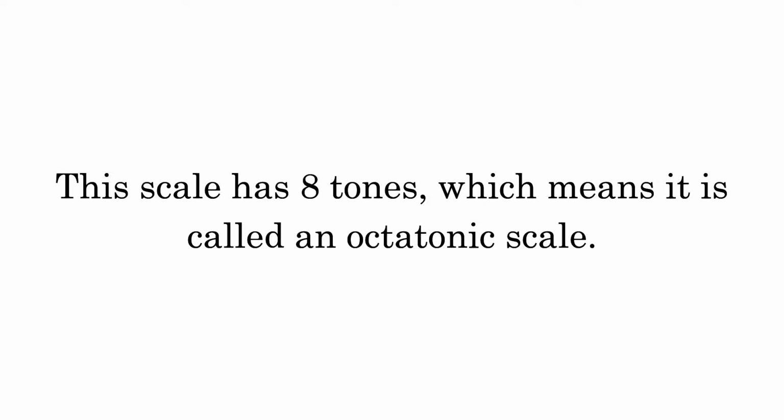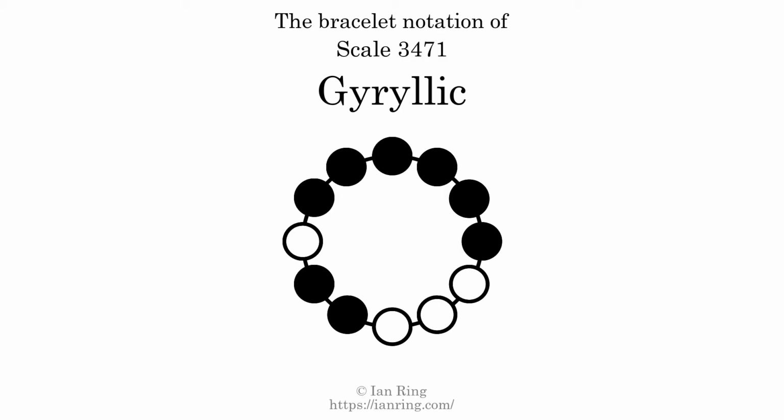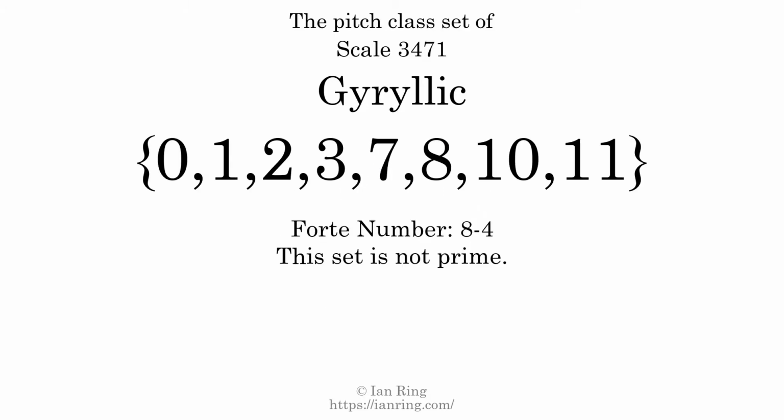This scale has 8 tones, which means it is called an octatonic scale. This is a bracelet notation diagram of scale 3471. The shaded circles represent tones that appear in the scale, and they are read clockwise, starting at the top. The pitch class set for this scale is 0, 1, 2, 3, 7, 8, 10, 11.